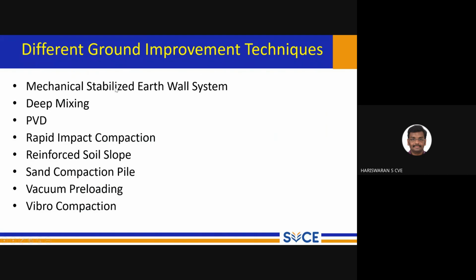Then the mechanically stabilized earth wall system is nothing but soil that is properly compacted, with each layer executed at high density. That is what we call the mechanically stabilized earth wall system. Then deep mixing: by creating a hole to a deeper depth and injecting some type of lime or chemical, we make that whole region behave like a hard stratum. Then PVD, prefabricated vertical drain.